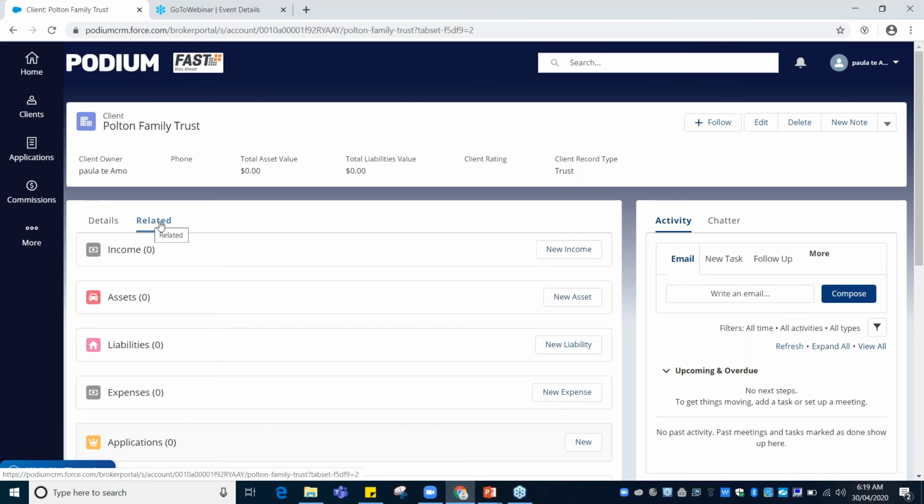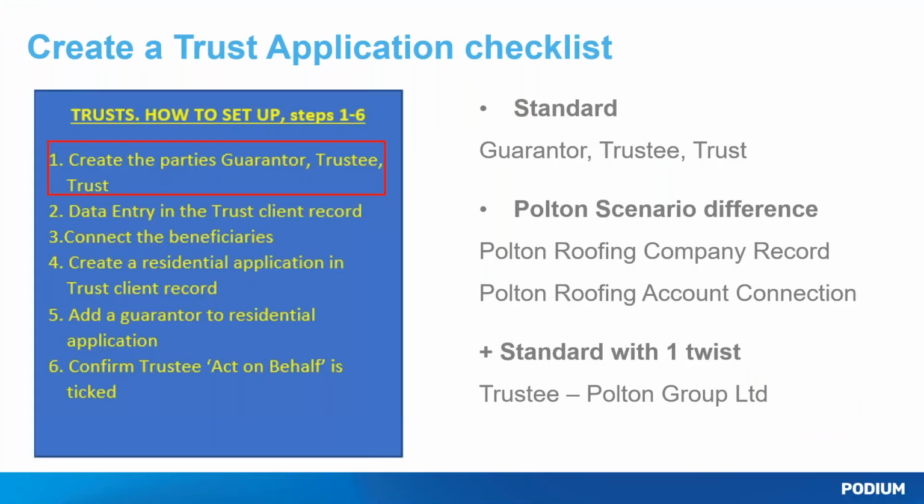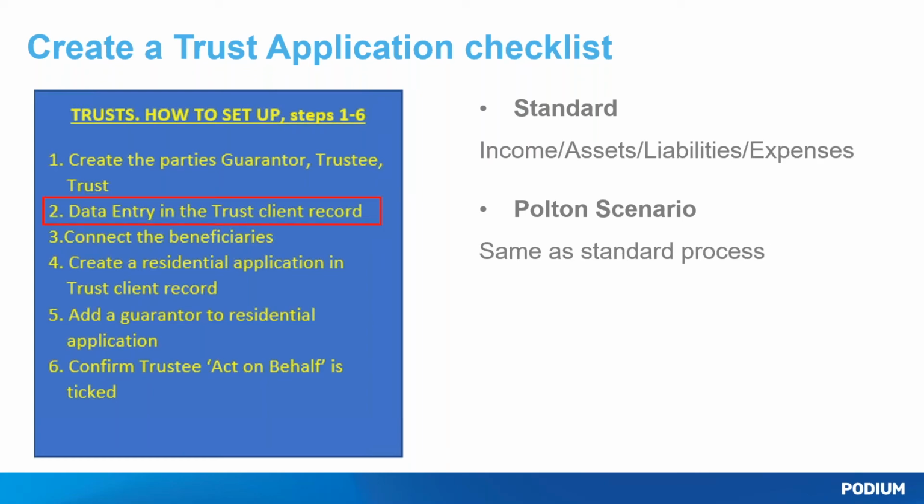Great. So let's pop back into the PowerPoint presentation. So step 1, creating the parties. We have created Steve as the guarantor, Steve as an individual. We have created the Polton Group Limited as the trustee, which is a company record client. We have created the Polton Family Trust. Step number 2 is to complete the data entry in the trust client record.